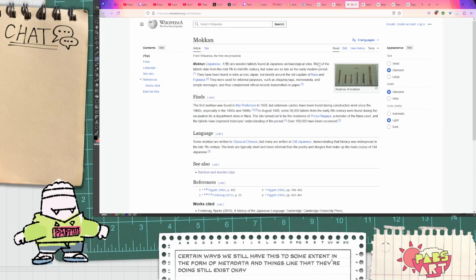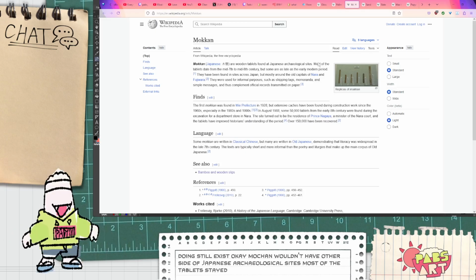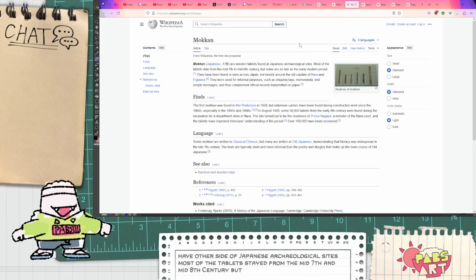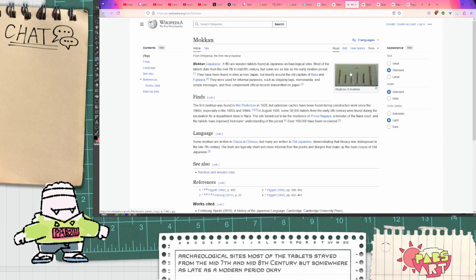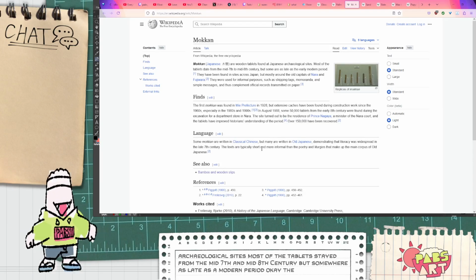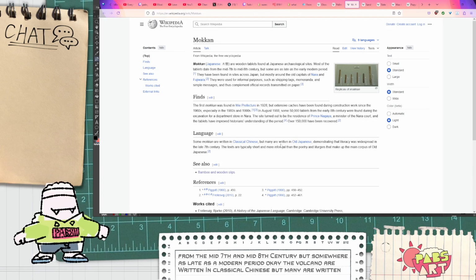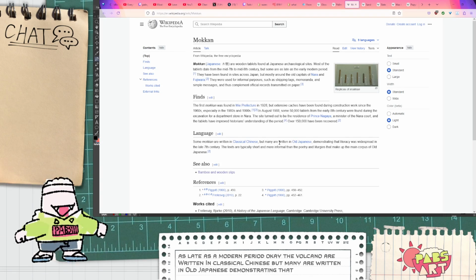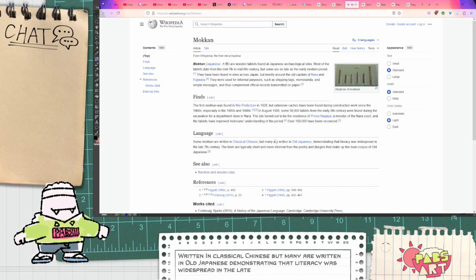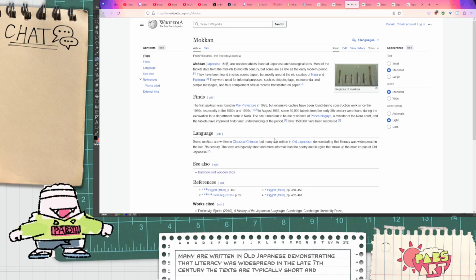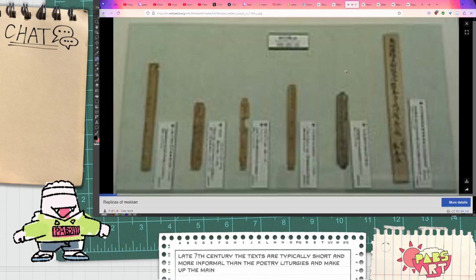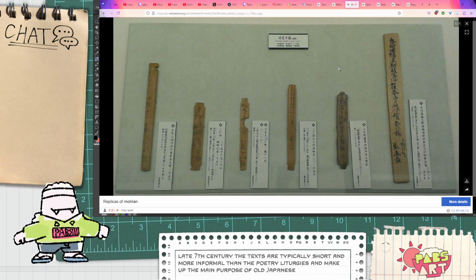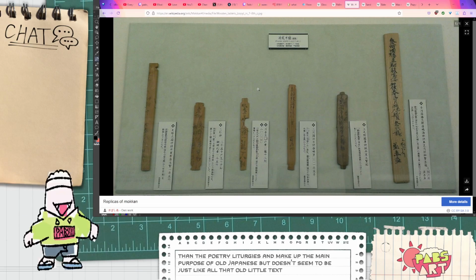Okay, mokkan. Wooden tablets found at Japanese archaeological sites. Most of the tablets date from the mid-7th to mid-8th century, but some are as late as the modern period. Huh, okay. The mokkan are written in classical Chinese, but many are written in Old Japanese, demonstrating that literacy was widespread in the late 7th century. The texts are typically short and more informal than the poetry and liturgies that make up the main corpus of Old Japanese. Huh. That does seem to be just like old little text messages, basically.